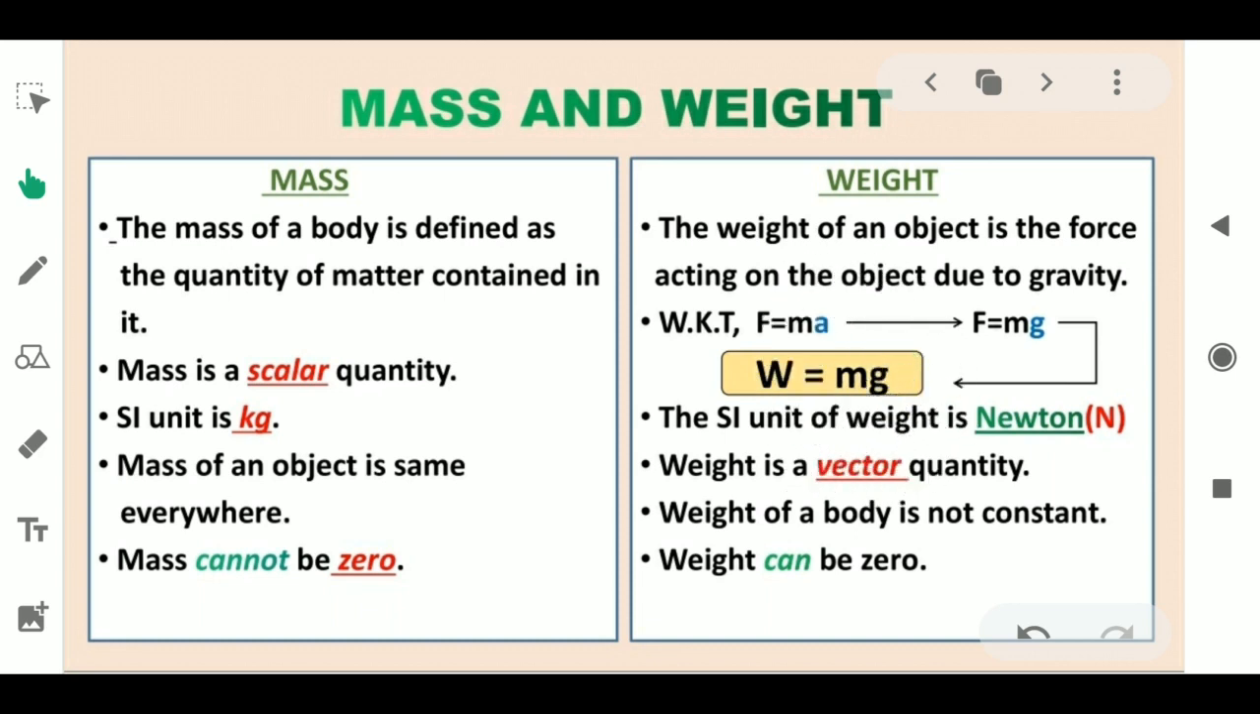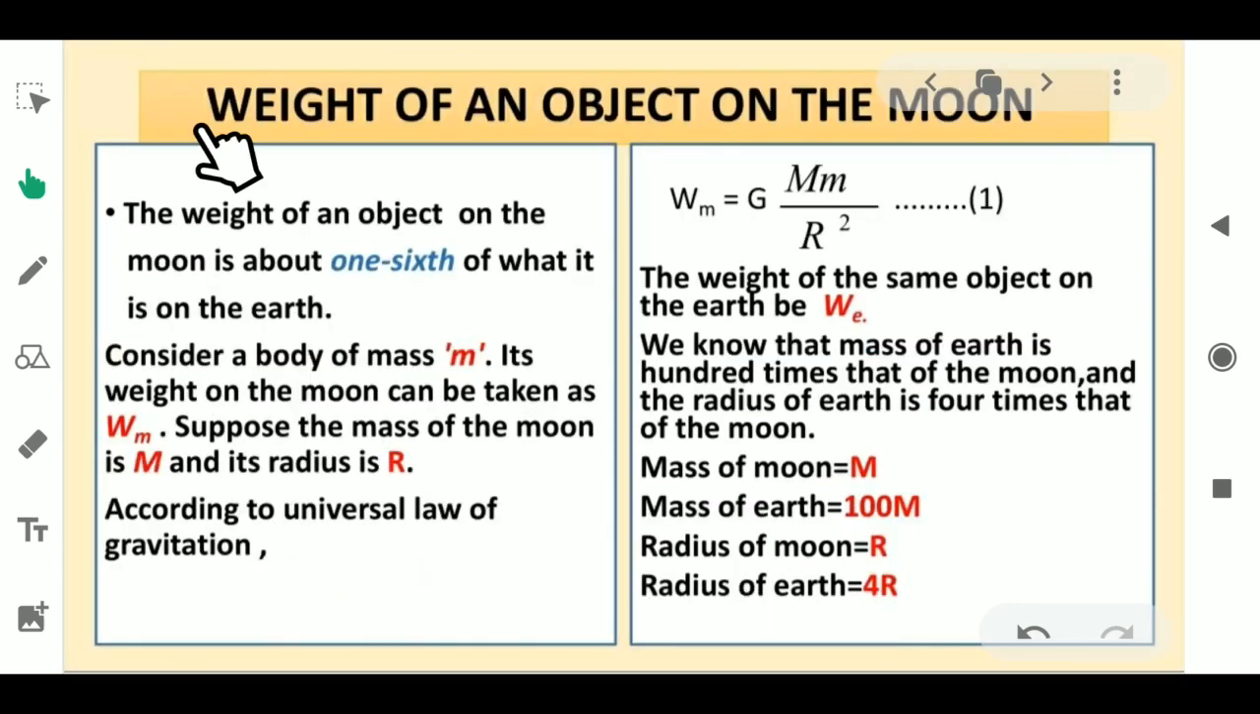Clear? Yes. Dear students, next we want to discuss the weight of an object on the moon. The weight of an object on the moon is about 1/6 of what it is on the earth. Right? Yes. For that, you just consider a body of mass m. Its weight on the moon can be taken as Wm. Suppose the mass of the moon is capital M and its radius is r, then you just apply the universal law of gravitation. You will get Wm is equal to GMm by r square.